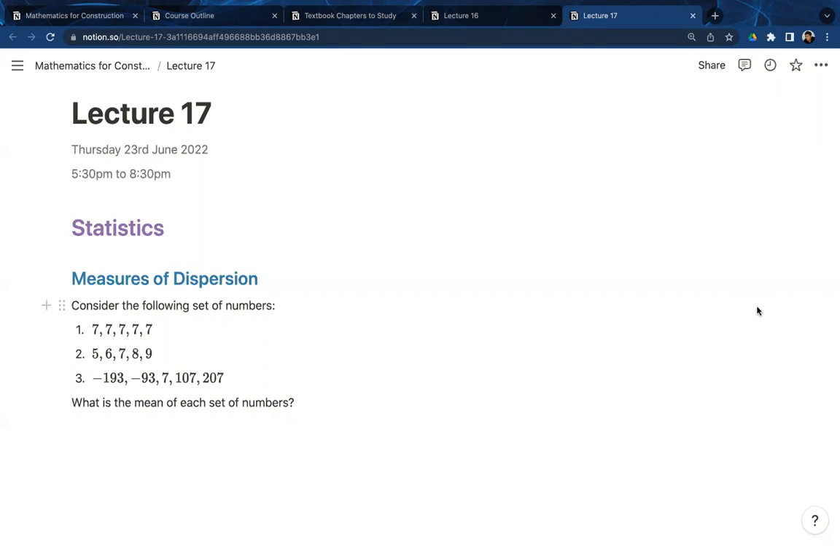Dispersion means how it spreads out, right? That's the connotation of the word. So look at these 3 sets of data here. The first data set has the number 7 five times, right? The second data set has the numbers 5, 6, 7, 8, 9. Again, 5 numbers. And the last data set has 5 numbers: negative 193, negative 93, 7, 107, 207. Okay.